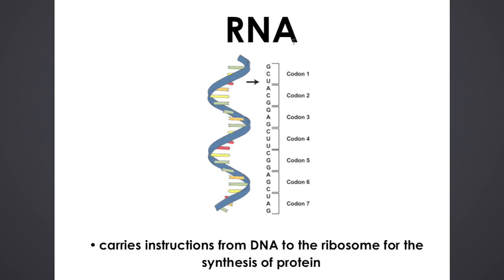Next we have RNA. Repeat, RNA. RNA carries instructions from DNA to the ribosome for the synthesis of protein. You can remember this with the R in RNA and the R in ribosome. Then the RNA takes the DNA instructions to the ribosome.